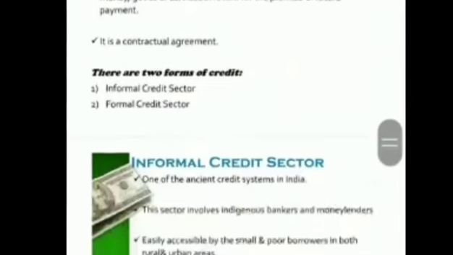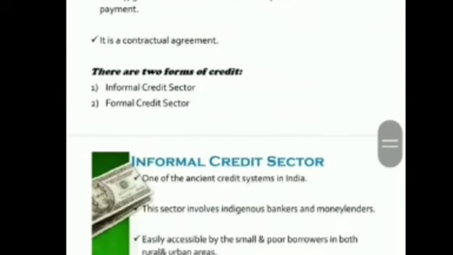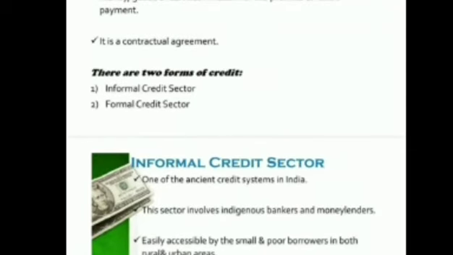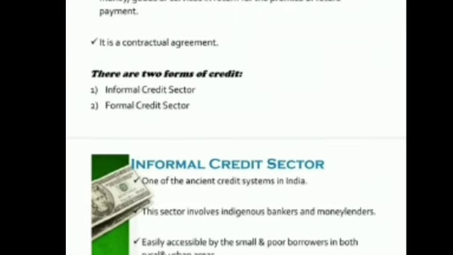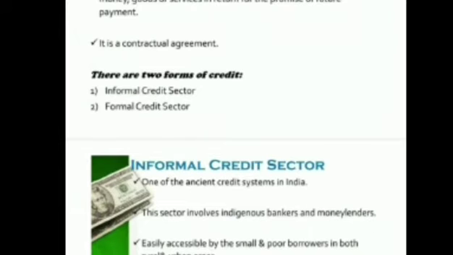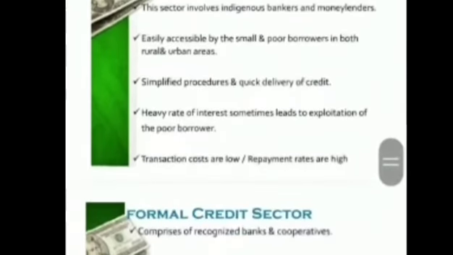Here we see credit. What is credit? Credit is an agreement in which the lender agrees to supply the borrower with money, goods or services in return for the promise of future payment. It is a contractual agreement. There are two forms of credit, informal credit and formal credit.